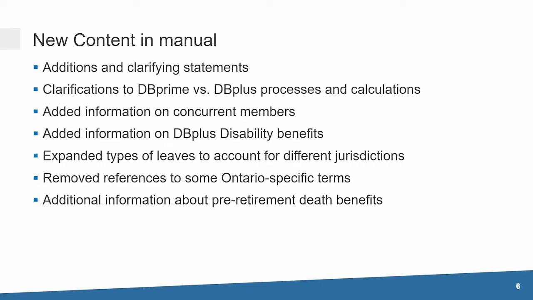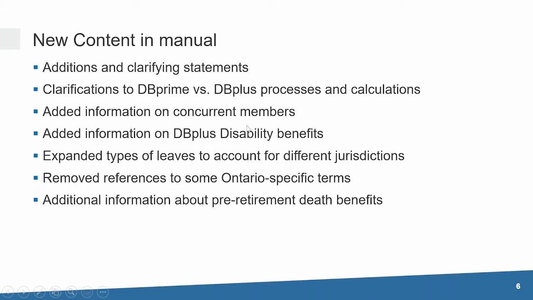So the new content in the manual includes additions and clarifying statements, clarifications to DB Prime versus DBplus processes and calculations, added information on concurrent members, added information on DBplus disability benefits, expanded types of leaves to account for different jurisdictions. We've removed references to some Ontario-specific terms and added additional information about pre-retirement death benefits.